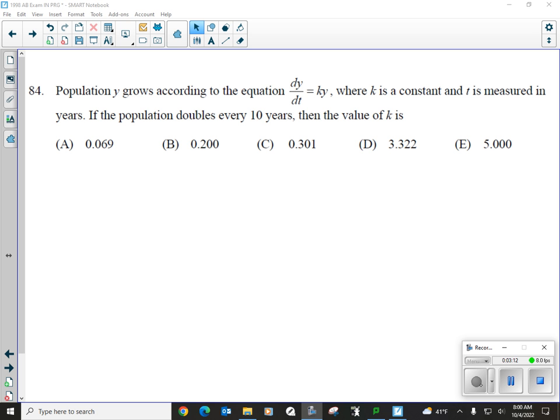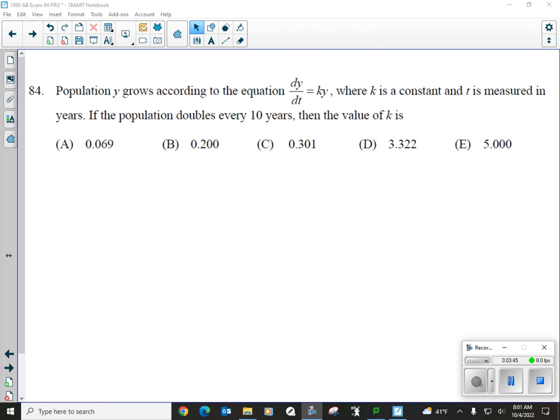Oh, I really don't like when they ask these population grows questions. That's more of an Algebra 2 question, but it's also a way for calculus for them to test you on separable differential equations. All right? 84 reads, population y grows according to the equation dy dt equals ky, where k is a constant and t is measured in years. If the population doubles every 10 years, then the value of k is.